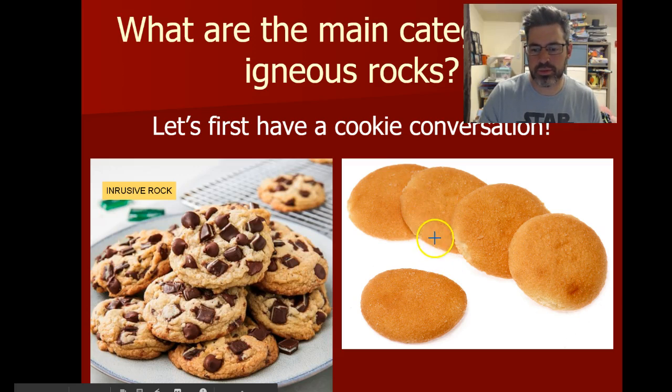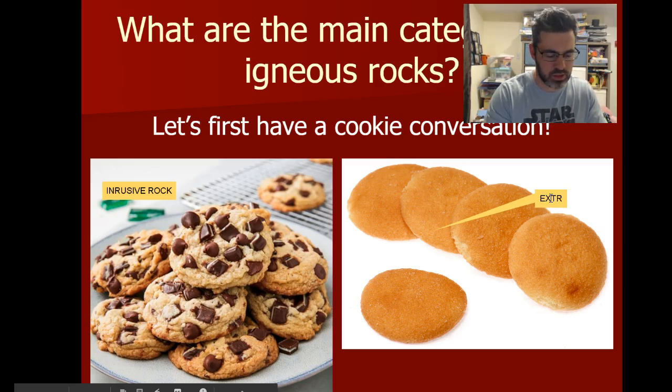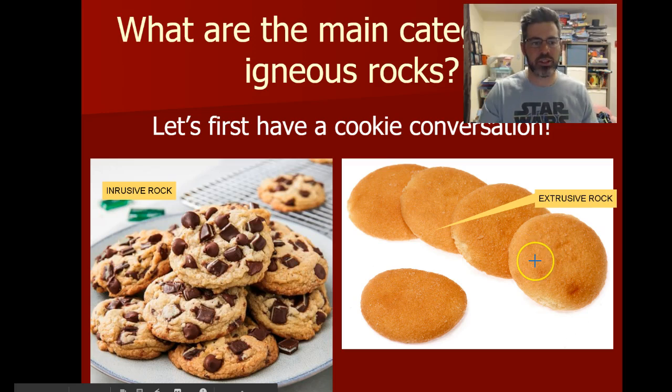Over here, twang. This is an extrusive rock. What the heck am I talking about? Well, put it this way, guys. When you see a rock that looks like a chocolate chip cookie, it's intrusive. When you see a rock that looks like one of these Nilla wafers, or one of those cookies that doesn't have much texture to it, that's an extrusive rock.